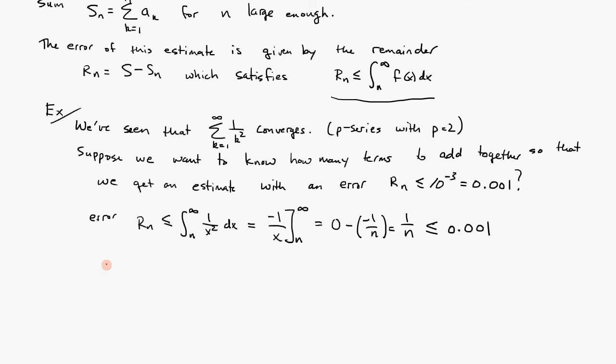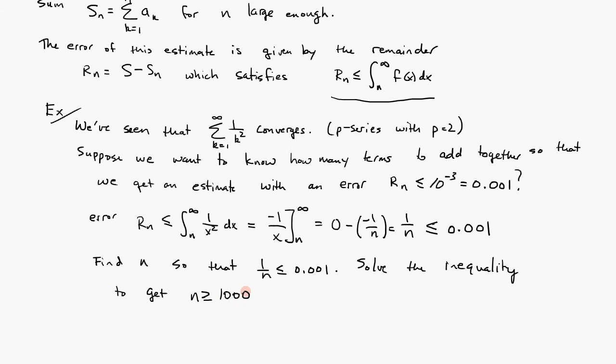So now, to know how many terms to add up, we find n so that 1 over n is less than 0.001. If you solve the inequality, you get n is greater than or equal to 1,000.